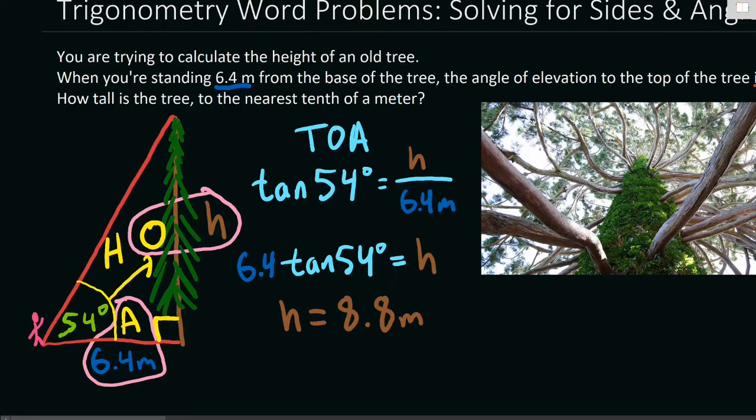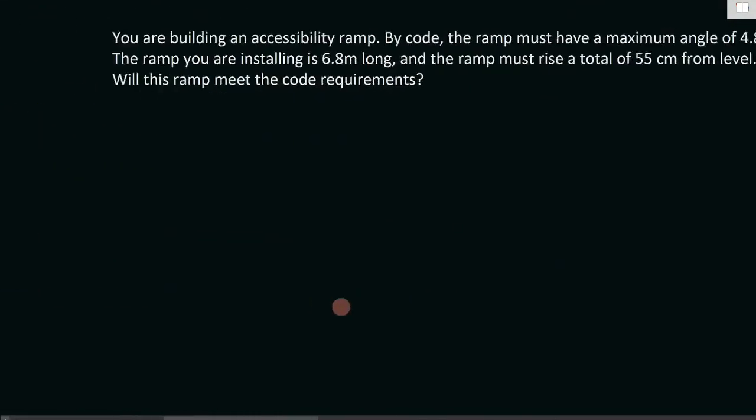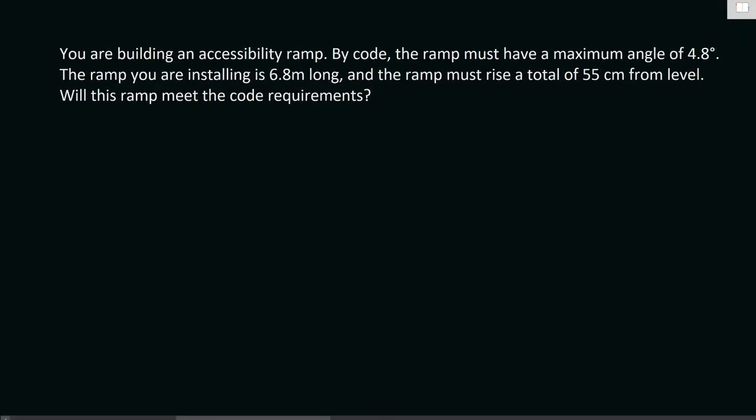Okay, let's try another. So you are building an accessibility ramp. By code, the ramp must have a maximum angle of 4.8 degrees. This is real, I actually looked it up. Anyway, the ramp you are installing is 6.8 meters long, and the ramp must rise a total of 55 centimeters from level. So that means like from ground. Will this ramp meet the code requirements?